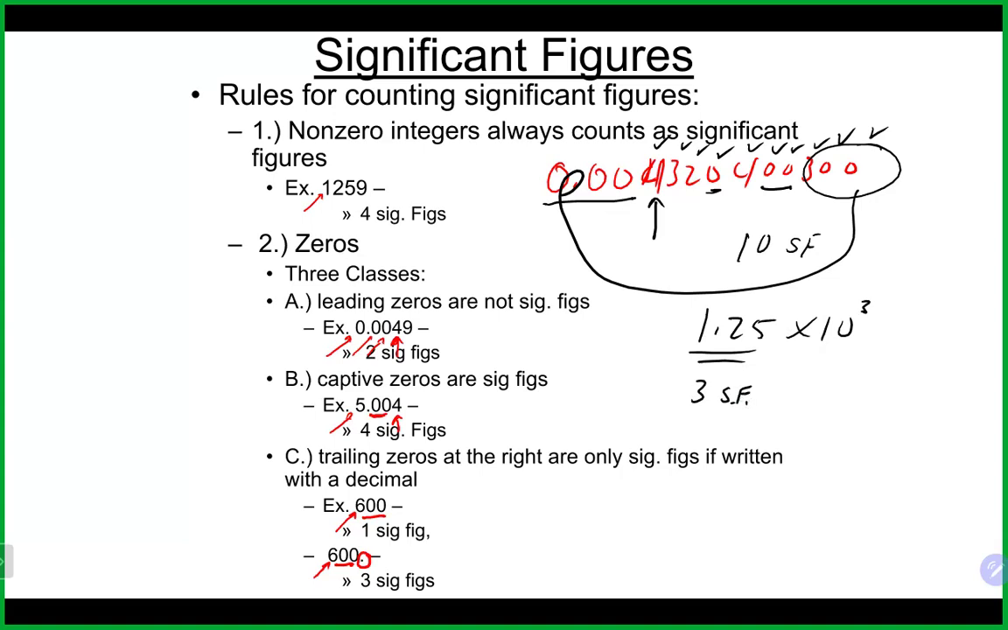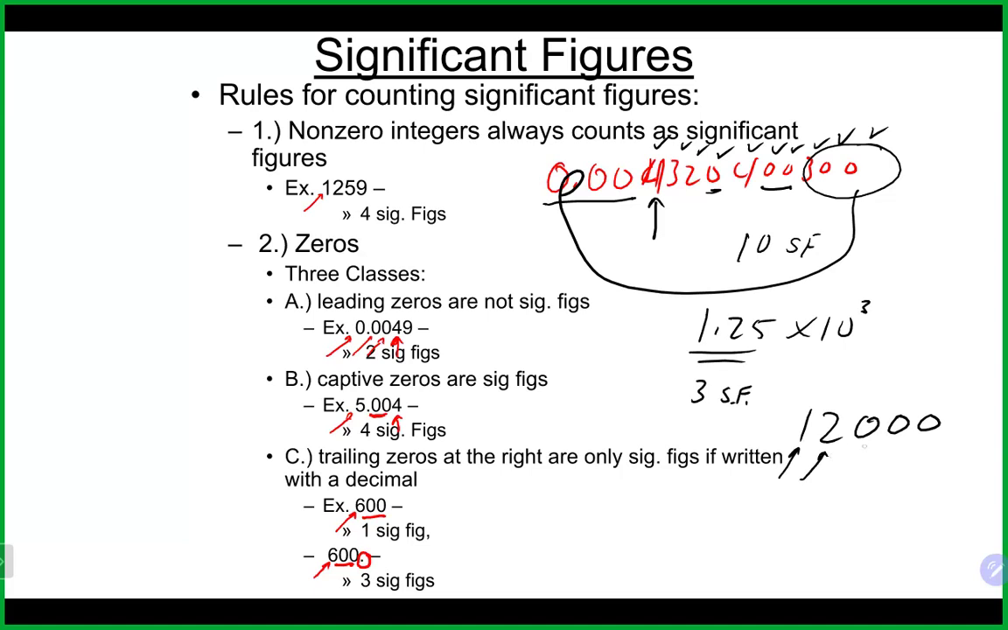Now, remember that sometimes people think that the estimated digit, or the uncertain digit, is always the last one written, and that is not always the case. It is the last significant figure on the paper, but it may not always be the last one written. An example of that is 12,000. How many significant figures would this have? 2? I would agree with you. So it does have 2.